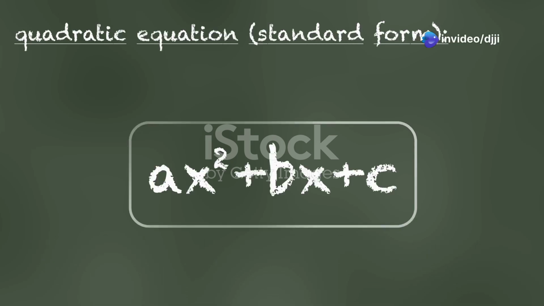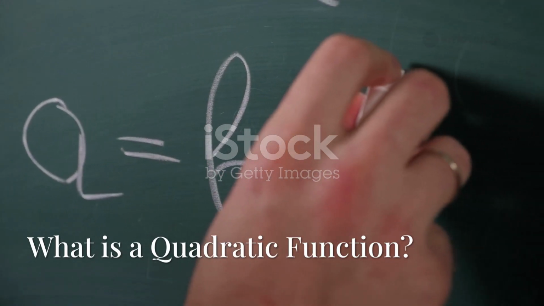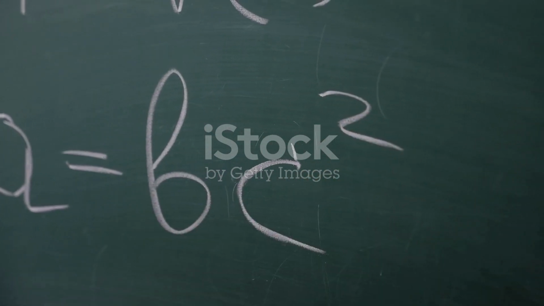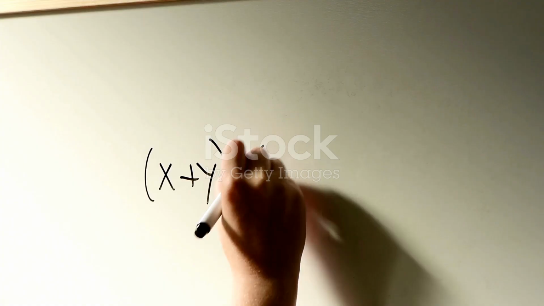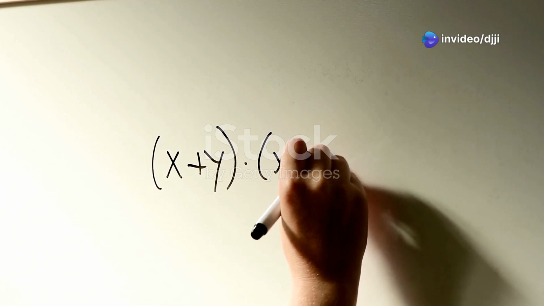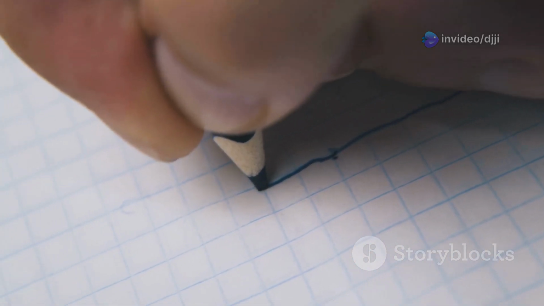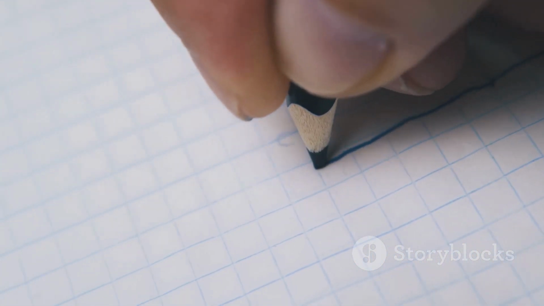Let's talk about the graphs of quadratic functions. A quadratic function is a polynomial function where the highest power of the variable is 2, expressed in the form f(x) = ax² + bx + c, with a not equal to 0. The graph of a quadratic function is a parabola, which is a U-shaped curve.